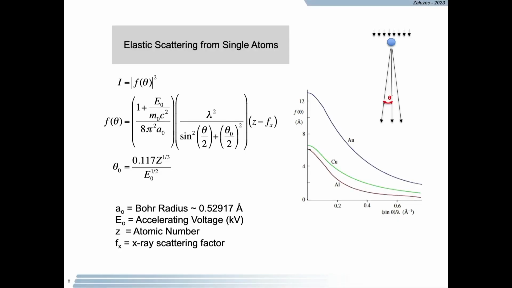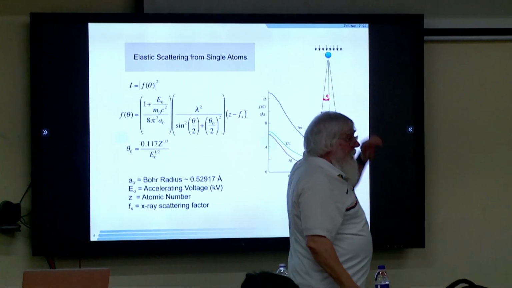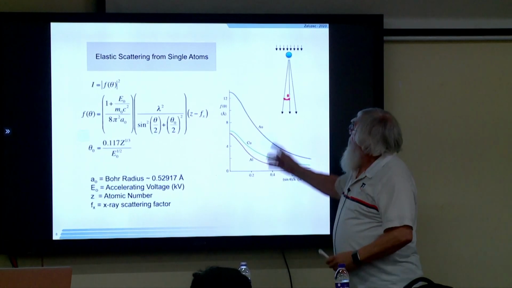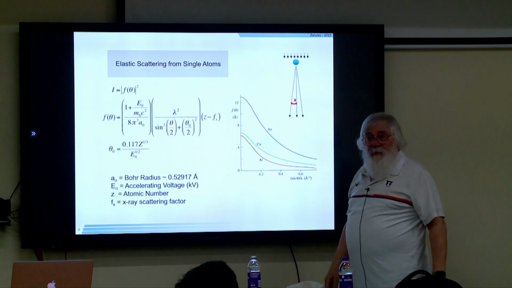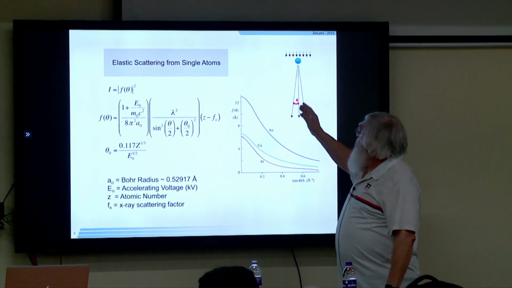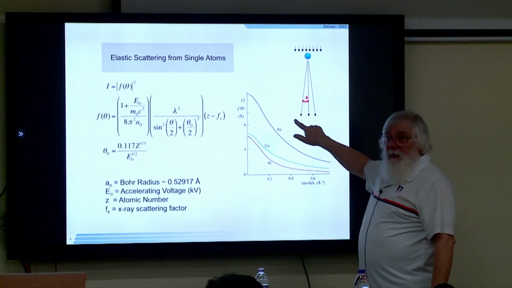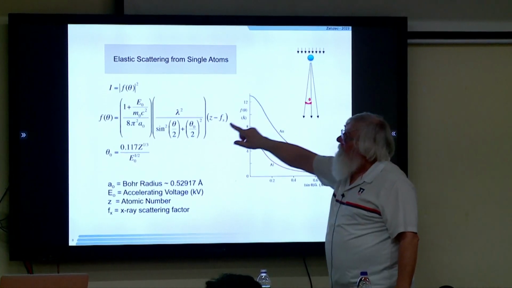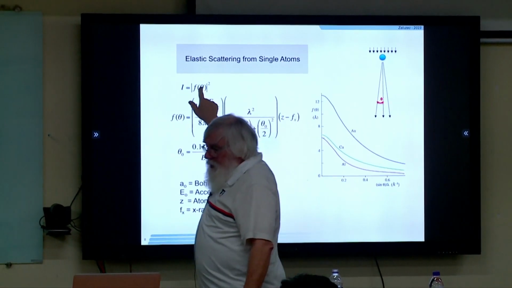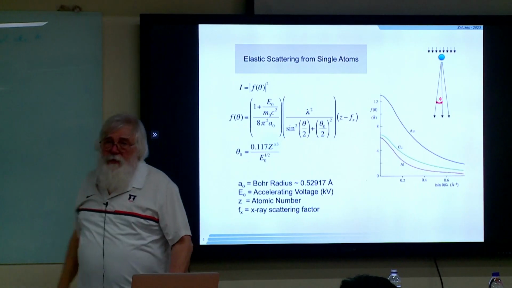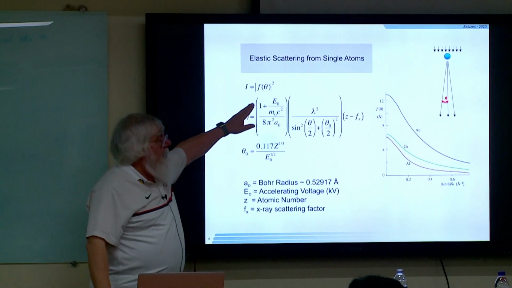The first thing I want you to think about is a single atom sitting here in free space. I'm going to hit it with an electron beam. So here's my single atom. Electrons are going to hit it and they're going to scatter, and they're going to scatter with different angles. First thing you need to know is the intensity of that scattered radiation from a single atom goes as the square of the structure factor, F of theta.